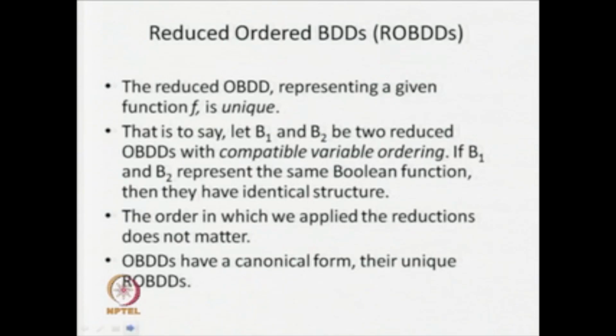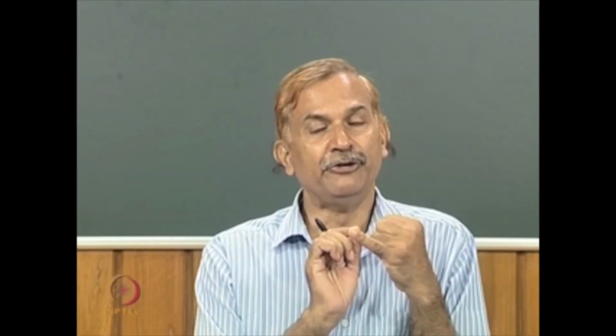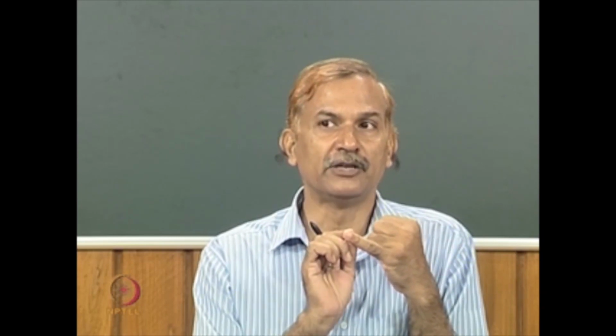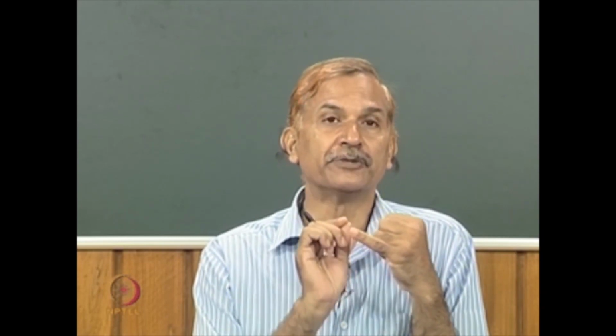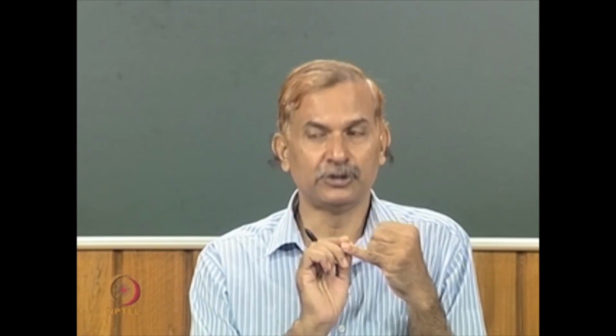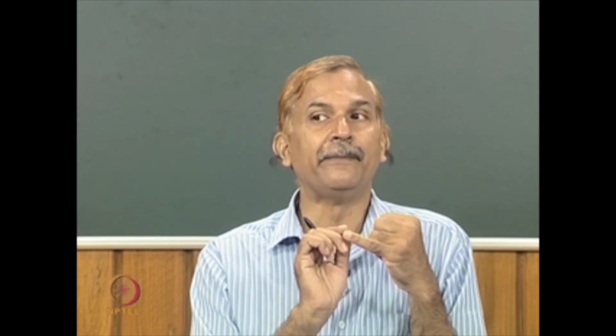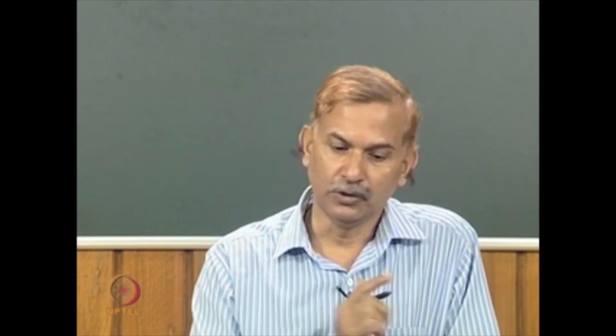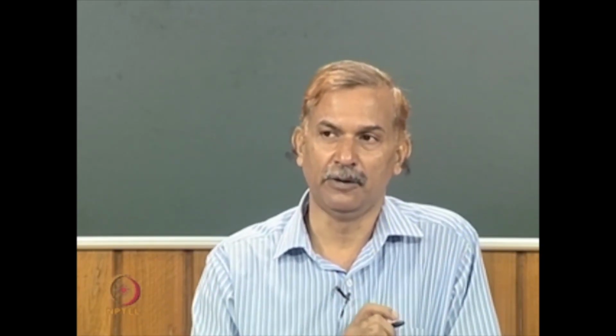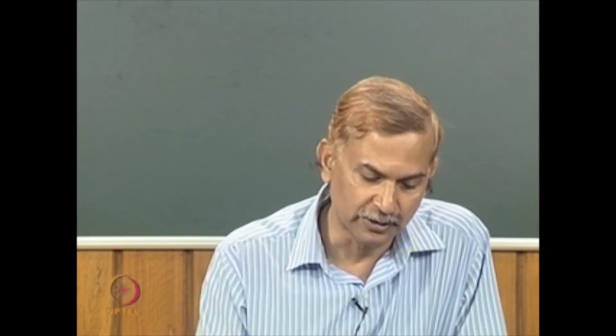So, this is the unique property that we have: we get a unique representation of a Boolean function with respect to a particular variable ordering. That is why we said that ROBDD gives us the canonical representation of a Boolean function. So, this is the main feature of ROBDD, and we can use this BDD.